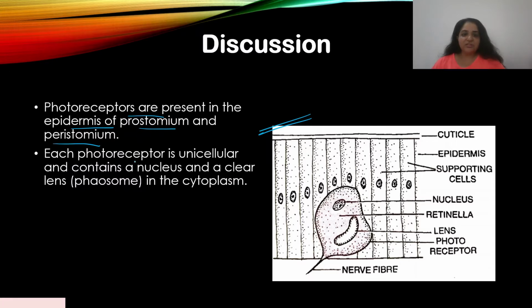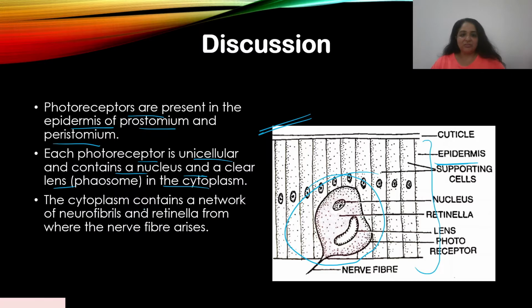Now each photoreceptor is unicellular and contains a nucleus and a lens. And as you can see on the structure over here, this is the epidermis, and here you have this photoreceptor. The cytoplasm contains a network of neurofibrils and retinella, from where the nerve fiber arises. So you have retinella here, and the cytoplasm contains neurofibrils, where the nerve fiber arises.